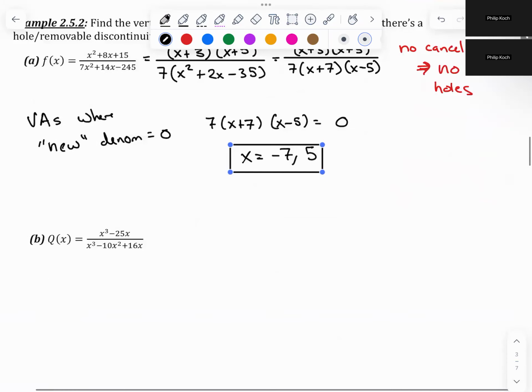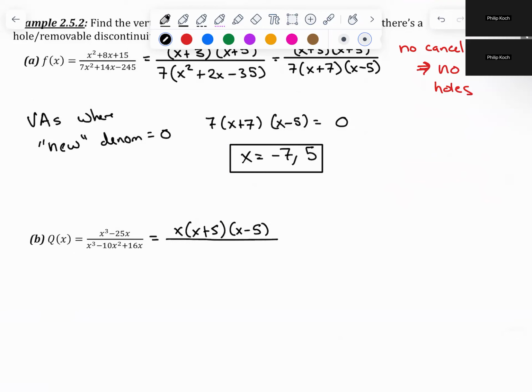Next one, we're going to factor it. In the interest of time, I'm going to factor it for us. This comes to x times (x plus 5) times (x minus 5) divided by x times (x minus 2) times (x minus 8). And so the x values get canceled out completely. So it becomes (x plus 5) times (x minus 5), all divided by (x minus 2) times (x minus 8).